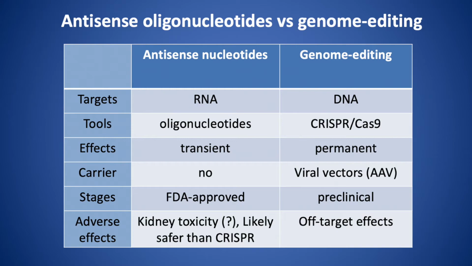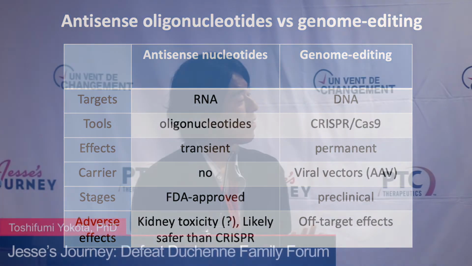And the effect is transient, so that means only 1 week or 2 weeks. Antisense oligos can work a couple of months, but basically patients have to be injected every week or every 2 weeks. So there are pros and cons. You can stop anytime if something bad happens, but you have to keep injections. But with genome editing, the effect is permanent. So once DNA is edited, the effect lasts forever.